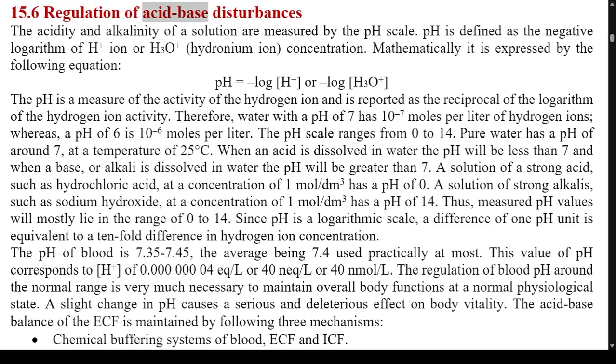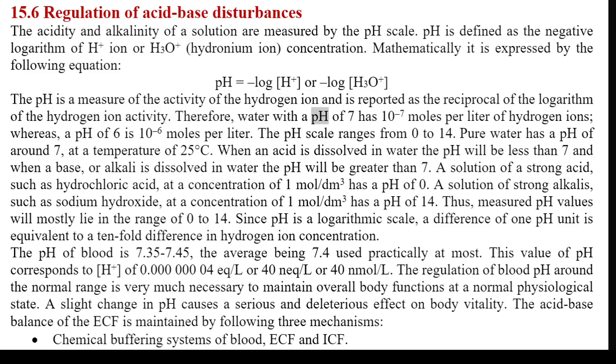15.6 Regulation of acid-base disturbances. The acidity and alkalinity of a solution are measured by the pH scale. pH is defined as the negative logarithm of H+ ion or H3O+, hydronium ion, concentration. Mathematically it is expressed by the following equation. pH equals negative log H+ or negative log H3O+. The pH is a measure of the activity of the hydrogen ion and is reported as the reciprocal of the logarithm of the hydrogen ion activity.